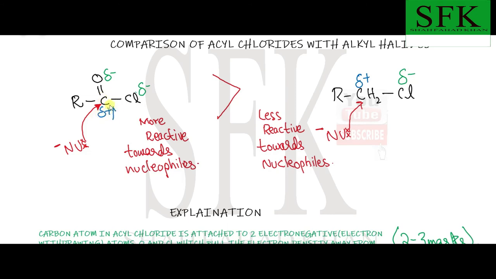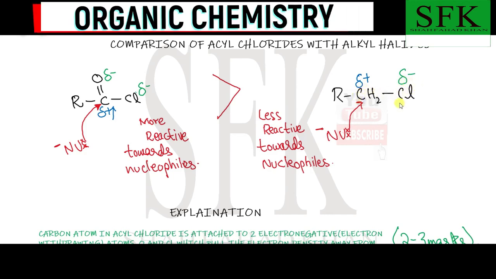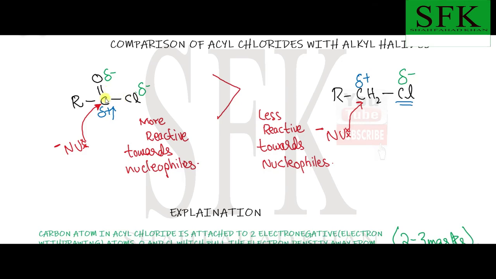So this carbon over here is more electron deficient compared to the carbon in alkyl halides, because the carbon in alkyl halides is connected only to the chlorine atom, which is electronegative. But oxygen and chlorine are both bonded to the same carbon atom in acyl chlorides. So since this partial positive charge on the carbon atom is a lot more as compared to the partial positive charge on alkyl halides, the acyl chlorides are more reactive towards incoming nucleophiles.